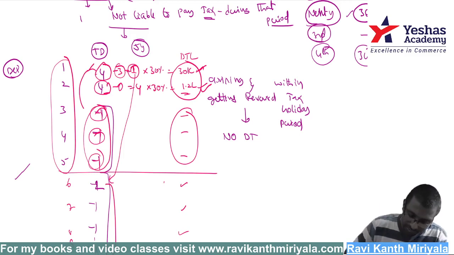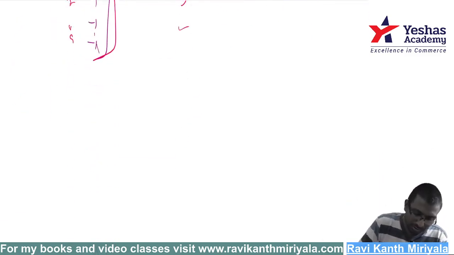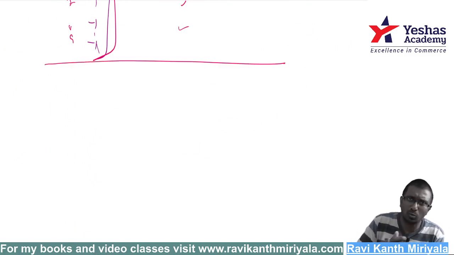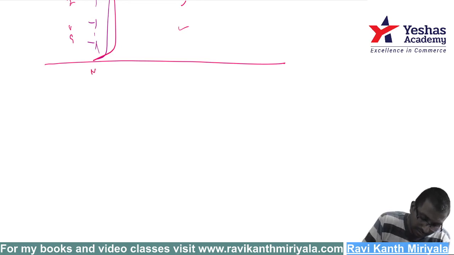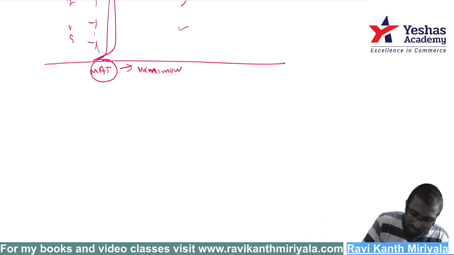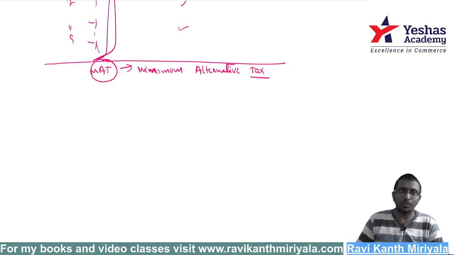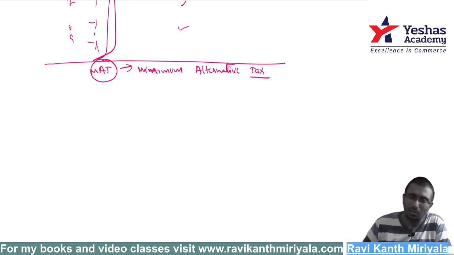Got it? Right. And one more last point I would like to explain, because this was asked in the previous examination. Two times already they asked. This is related to MAT. What is this MAT? Minimum alternative tax. You are not studying this in income tax, but you are supposed to read this because they asked one question on this recently also. Okay, what is minimum alternative tax?